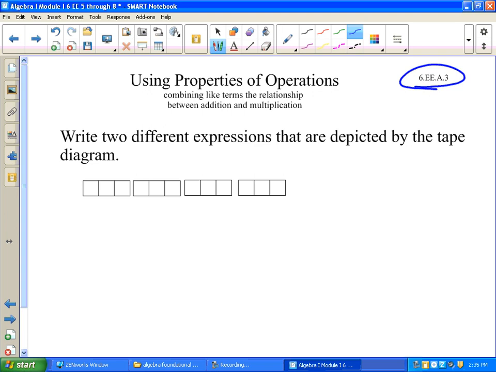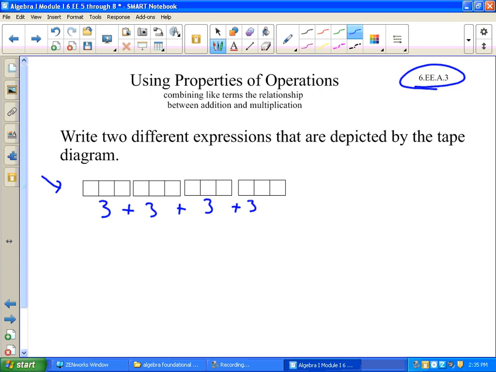So in the previous lessons, we kind of understood how a tape diagram can be used. Write two different expressions that are depicted by the tape diagram. Well, what do I have here? I have three things here. These aren't shaded in, so I'm going to be adding. They're not negative, they're positive. Three things plus how many things there? Three things. So there's one expression, 3 plus 3 plus 3 plus 3.